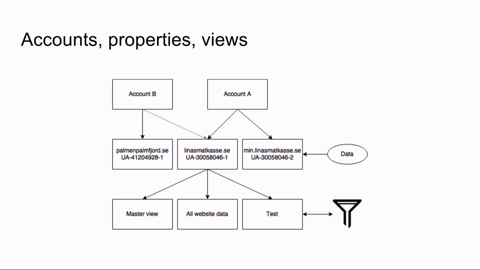You can give other accounts access to different properties, but they're always owned by a single account. You can also give access on an account level, so account B can have access to all account A's properties. Data is then sent to properties, so it's always the properties that receive data, and then it's reported and filtered in the views.